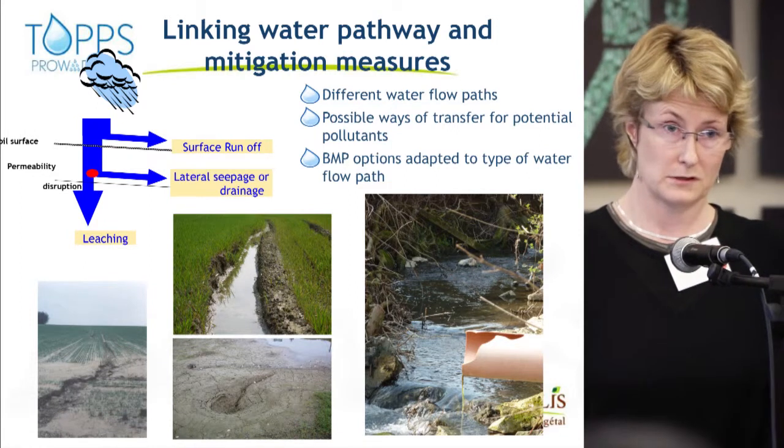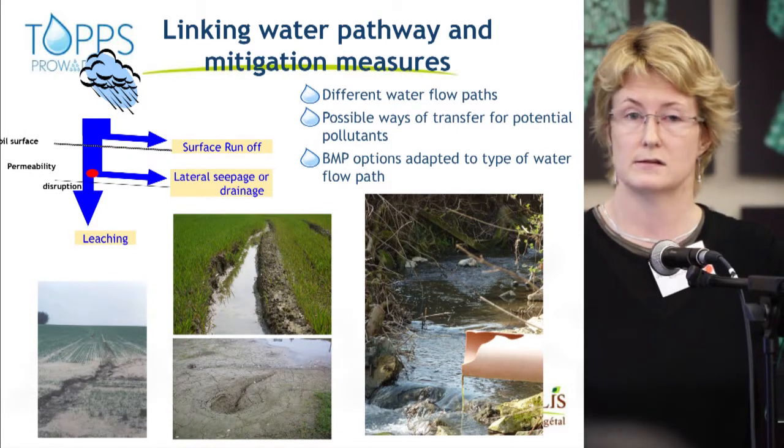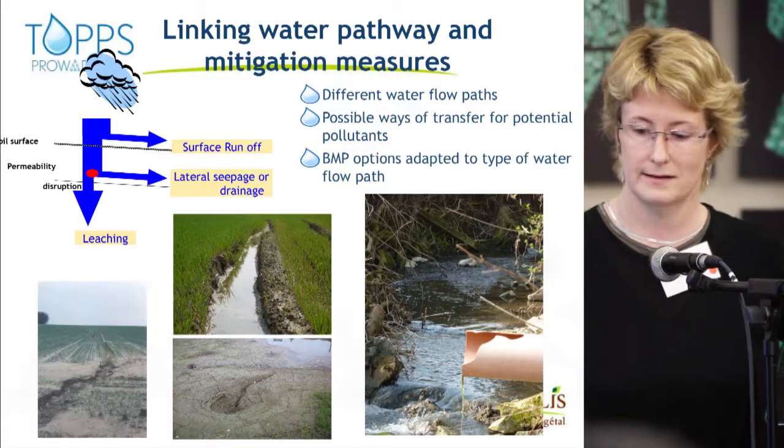Water contamination can occur because of different water pathways. We have surface runoff, saturation runoff, lateral seepage or drainage, and leaching. An audit methodology should include agronomical and environmental variables that allow the advisors to identify the suitable water circulation, and this suitable water circulation will lead to adapted BMPs.